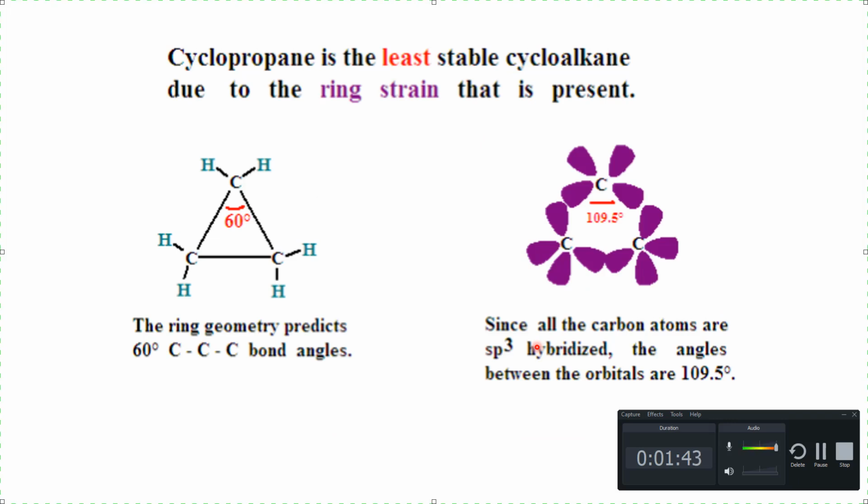So first of all, why is cyclopropane the least stable? That is because it has what is called ring strain. And what do I mean by ring strain? Well, in a triangle, you have a 60-degree carbon-carbon-carbon bond angle. Remember that in an sp3 hybridized carbon, the bond angles are 109.5 because that's what the orbitals of the tetrahedron are at.